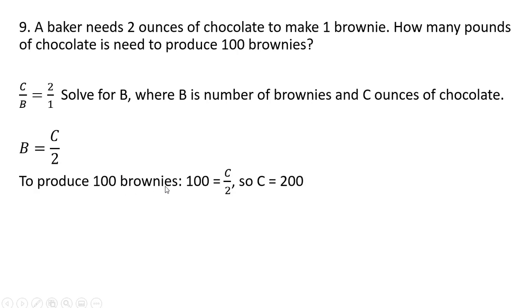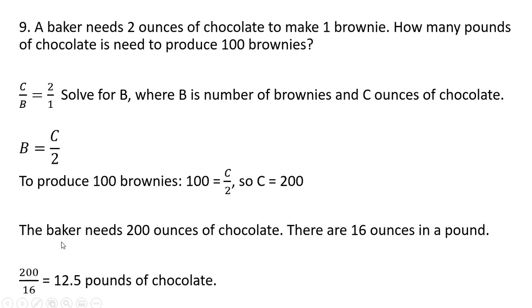So to produce 100 brownies, we're going to set this equation here, where B here, we're going to set that equal to 100. And now we're going to solve for C. So 100 equals C divided by 2. And if we multiply through by 2, C will equal 200. So we'll need 200 ounces of chocolate to make 100 brownies. So the baker needs 200 ounces of chocolate, and since there are 16 ounces in a pound, 200 divided by 16 means we need 12.5 pounds of chocolate.